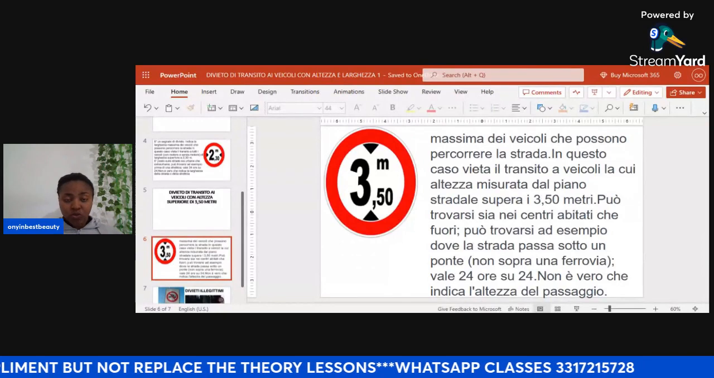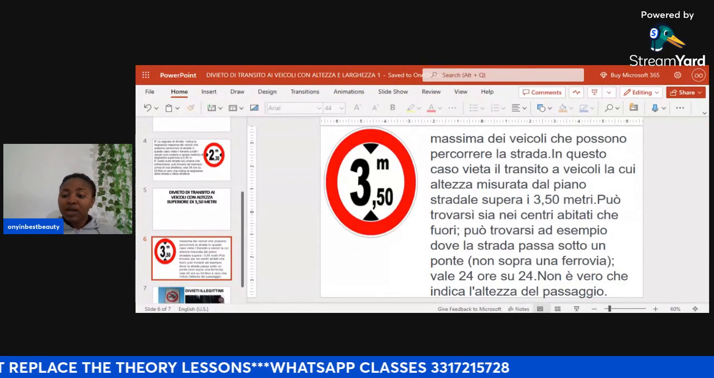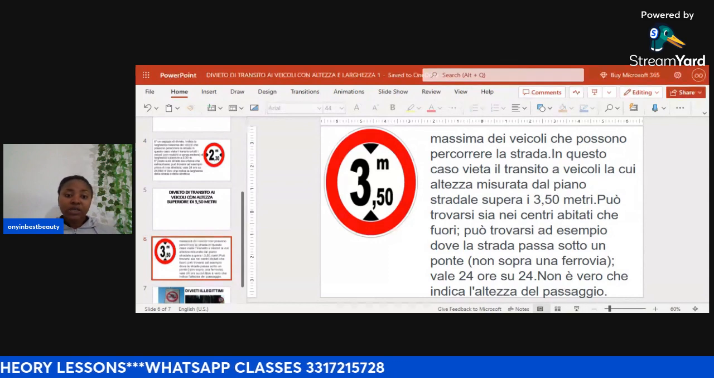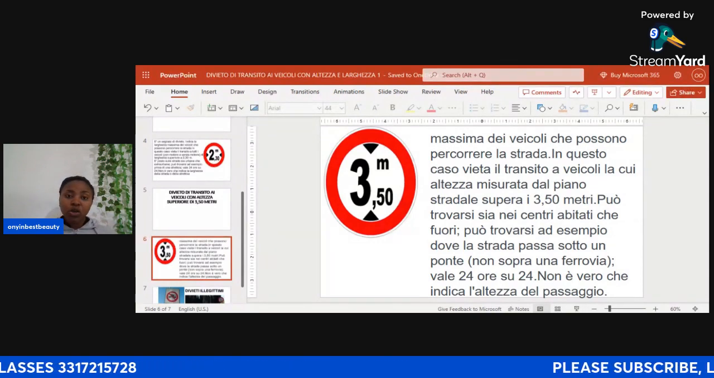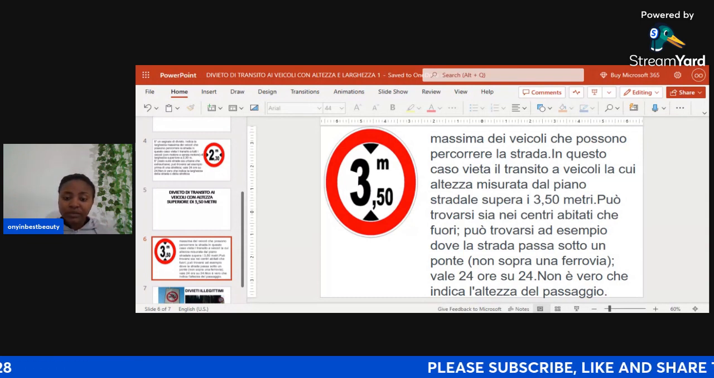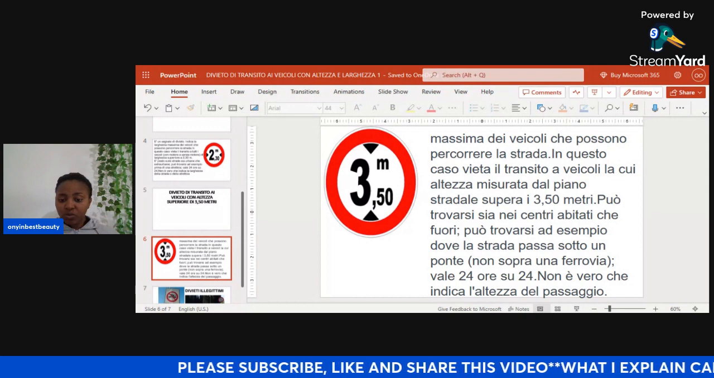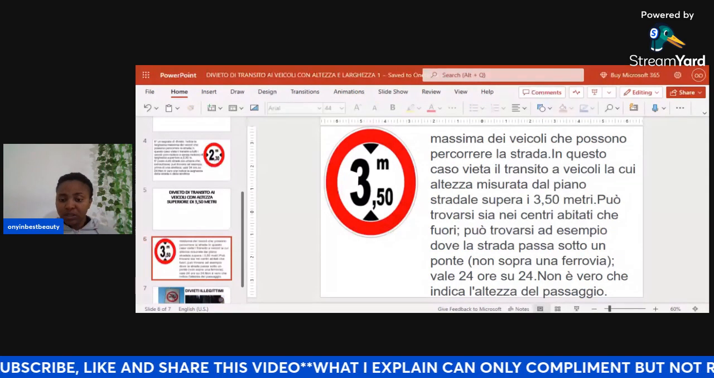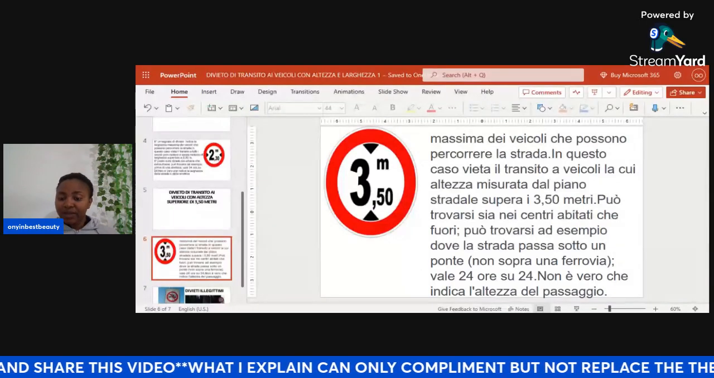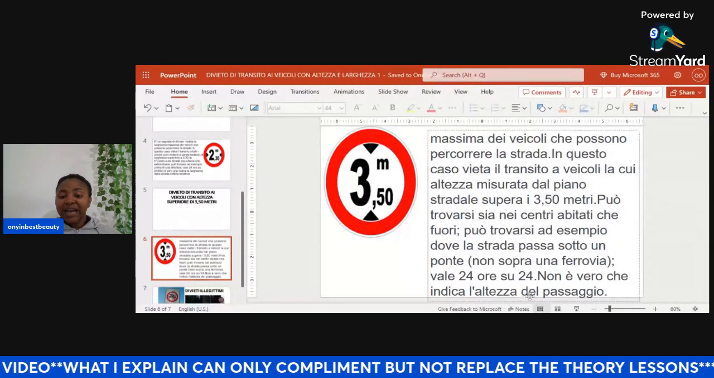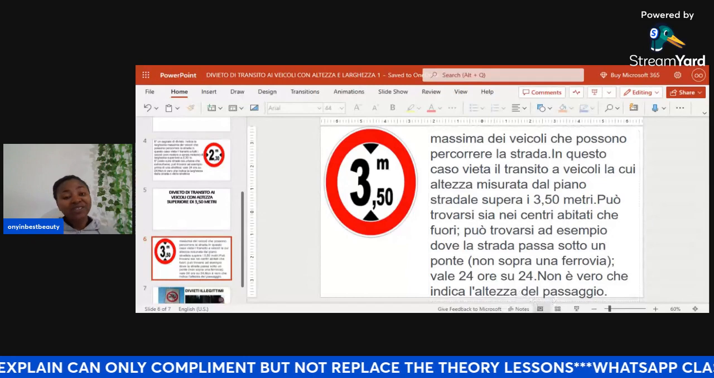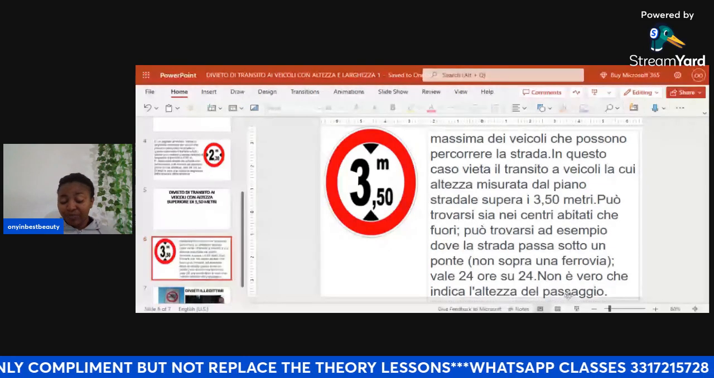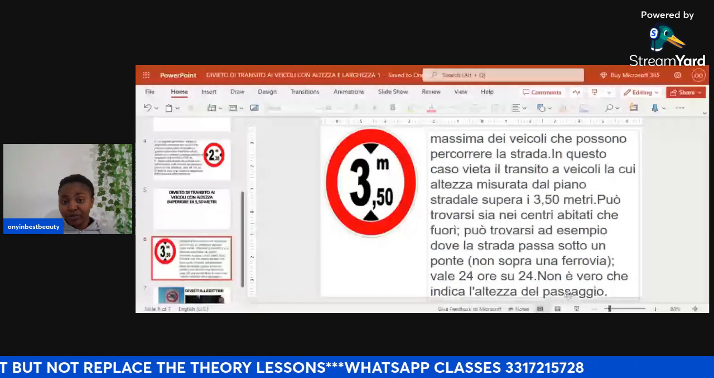That is why in your carta di circolazione, you should look at all these things. It should be there. The height of a vehicle, you should know. The largeness of a vehicle, you should also know. Vale 24 ore su 24 ore. It is also valid for 24 hours. Non è vero che indica attesa del passaggio. It does not tell you the height of that passaggio. For example, for a bridge, it doesn't tell you the height of that bridge.